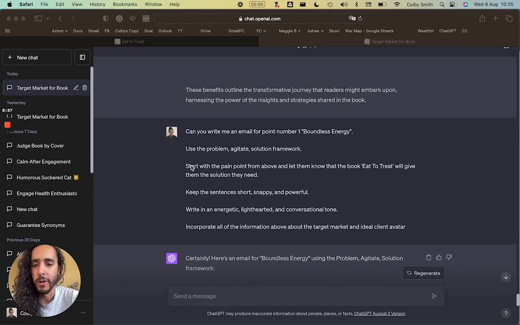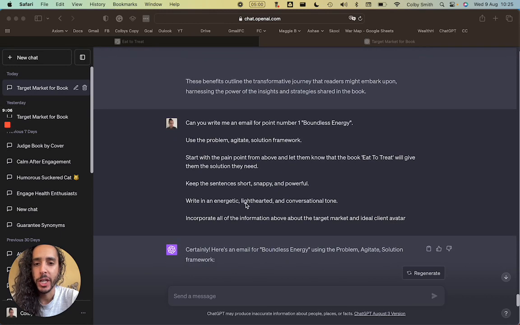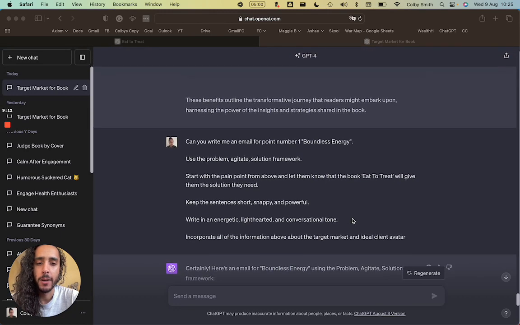ChatGPT knows what this is already. Start with a pain point from above and let them know that the book Eat to Treat will give them the solution they need. Keep the sentences short, snappy and powerful. Write in an energetic, light-hearted and conversational tone. Incorporate all of the information above about the target market and ideal client avatar.